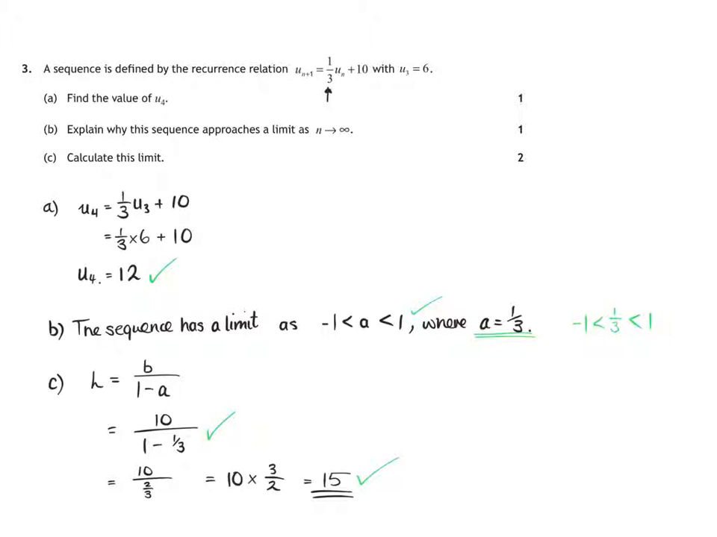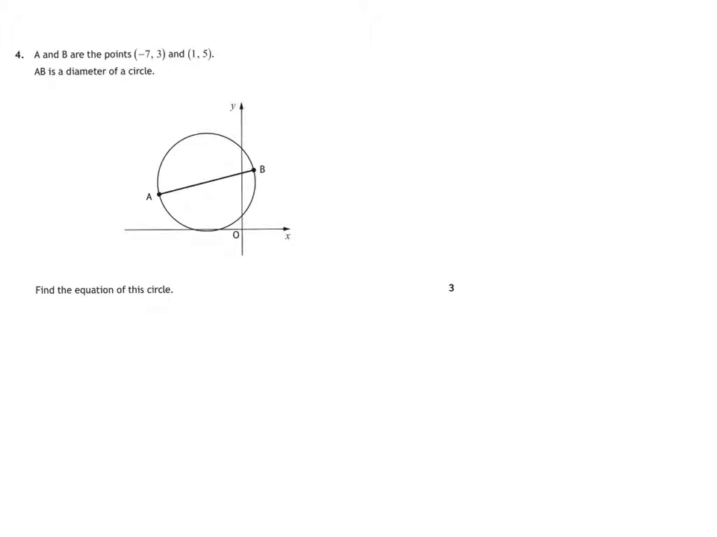Okay, so on to question 4. Right, so we have to find the equation of the circle in this question. We've been given the points A and B, where A is (-7, 3) and B is (1, 5).